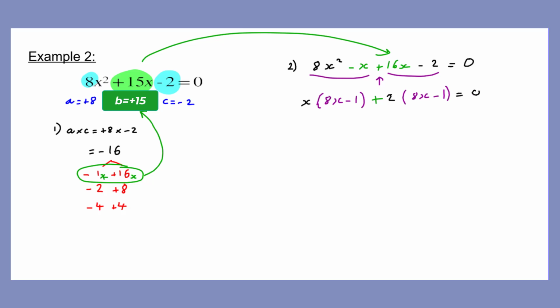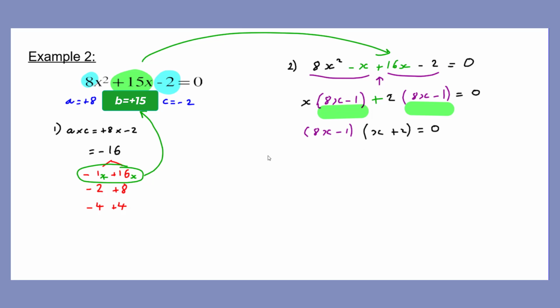So the first step of factorization is done. It's not completely factorized. Now look at the common factor between those two terms to fully factorize our quadratic. In our case, we have 8x minus 1 as the common factor. So I'm going to take it outside the bracket. So I'm going to have 8x minus 1 as a common factor times x to give us x times 8x minus 1, and then plus 2 to give us back 2 times 8x minus 1, equals 0. Now our quadratic is fully factorized.